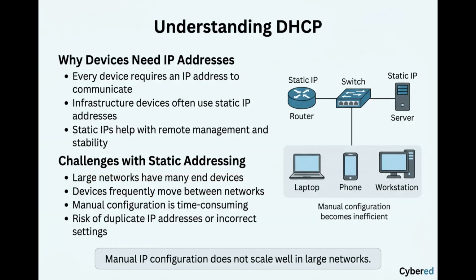Assigning static IP addresses to these devices is inefficient because their network settings may not match the addressing scheme of the new location, requiring manual configuration. As networks grow, manually configuring static IP addresses for every device becomes time-consuming and prone to human error. Administrators may accidentally assign duplicate IP addresses or incorrect subnet masks, which can cause connectivity issues.